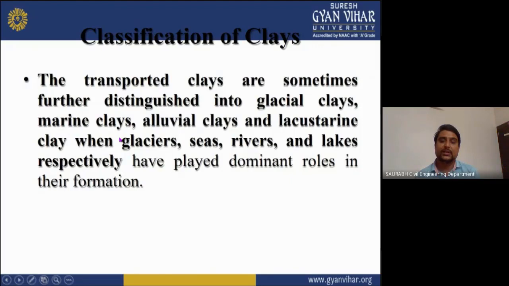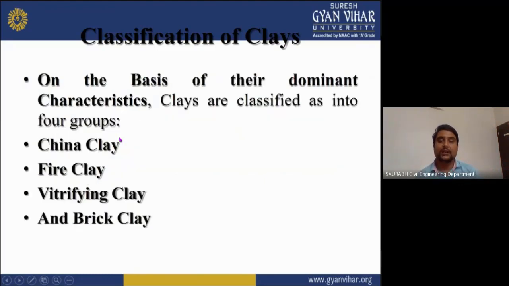The transported clays are sometimes further classified into glacial clay, marine clay, alluvial clay, and lacustrine clay, when glaciers, seas, rivers, and lakes respectively have played a dominant role in their formation. Now we will see the classification of clay on the basis of their dominant characteristics. Clay is classified into four groups: first China clay, fire clay, vitrifying clay, and brick clay.